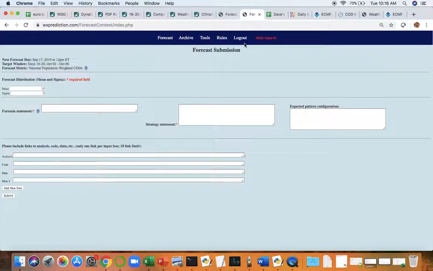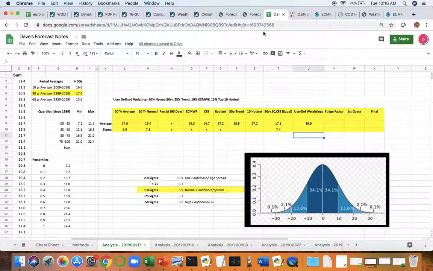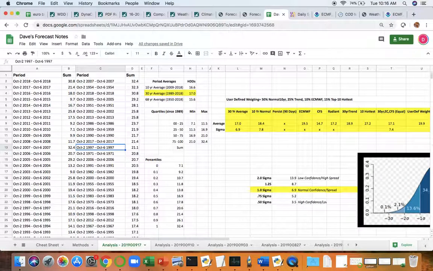All right, so now this is our forecast submission form, and here is our Google spreadsheet that we provide users. In the spreadsheet, I also each week provide my analysis for folks to look at or ignore. I won't go through all of this today, to try to keep this short. But this is all the information I use in order to come up with my formula statement, which is part of the forecast contest.